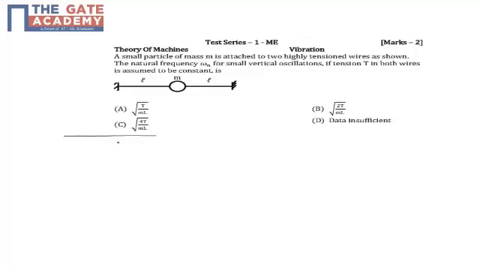Now you're asked what is the natural frequency for small vertical vibration. Obviously, because of the weight, the mass will not be in this position. As it is, you don't have any vertical force which balances the weight, so it has to come down. As it comes down, because the wires have tension, it makes an inclination, so there will be some vertical component of the tensions which balances the weight.